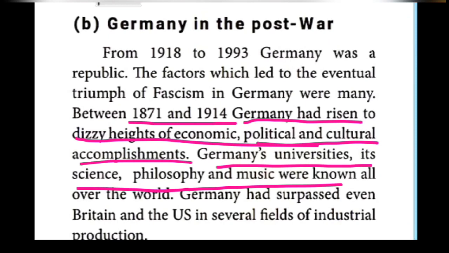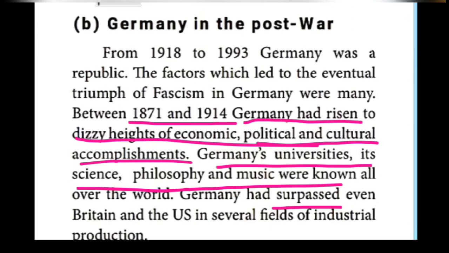So when did it happen? In between 1871 and 1914. Germany had surpassed. What is meant by surpassed? Greater than. Germany had surpassed even Britain and the United States of America in several fields of industrial production. Germans were developed, greater than Britain, greater than the United States of America.